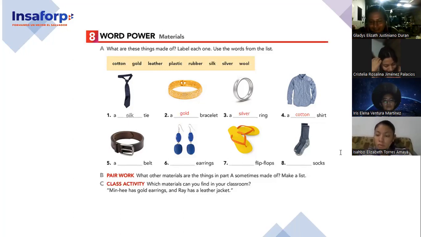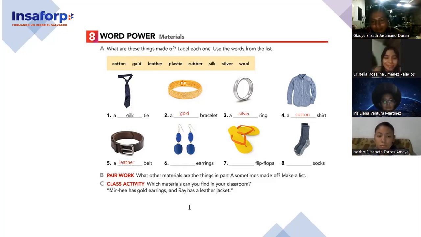Very good job. Cristela, please go ahead with number five, Isabel with number six, and Iris Elena, number seven. It's belt. Five. Yes, number five, please. Rubber belt. No, leather, pardon. Leather. Aha. It's not a rubber. Estoy sufriendo. Yes, right? Leather belt.